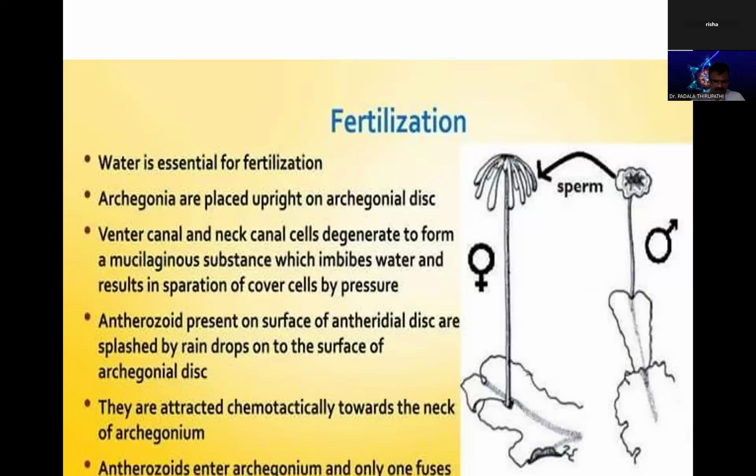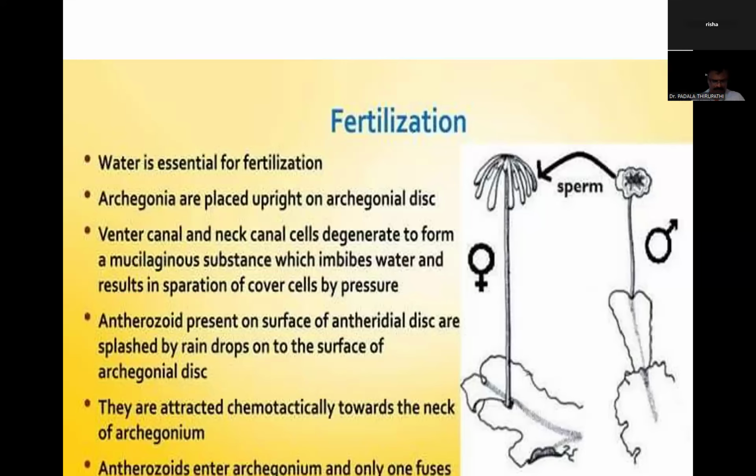Due to the disintegration of the venter canal cell and the neck canal cells, NCC they are called, pressure is created by a mucilaginous substance. It comes out because it imbibes water, and due to that, pressure is created. Cover cells will break, and it makes an opening or canal for the easy entry of antherozoids.